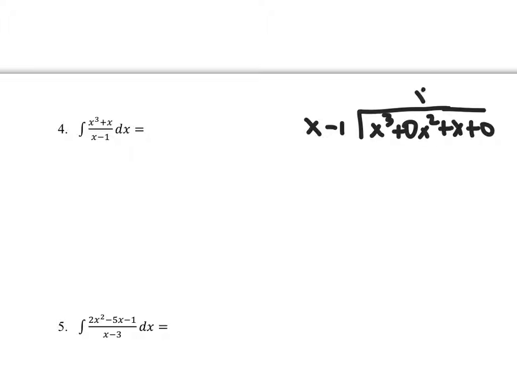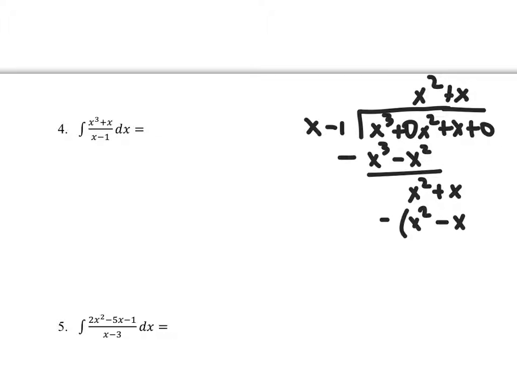That would mean this is x squared. So x squared times x is x cubed. Cancels that first term. X squared times negative 1 is negative x squared. Okay, so when we subtract, x cubes cancel. I get a positive x squared plus x. Looks like this will go in x times. When I multiply through, I get x squared minus x. But when I subtract, that gives me a 2x plus 0.